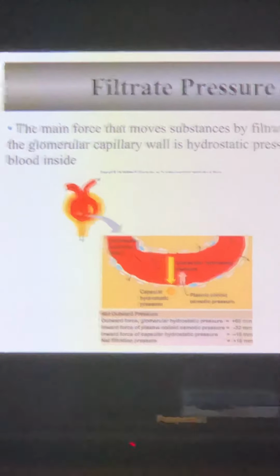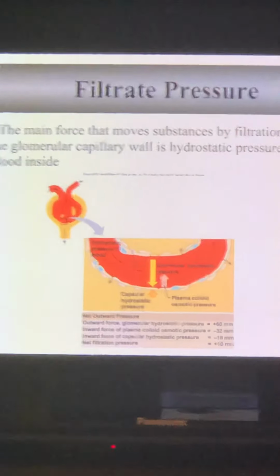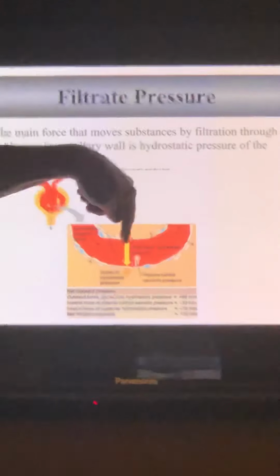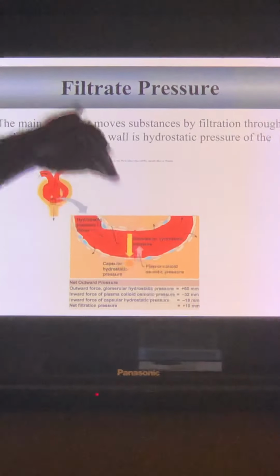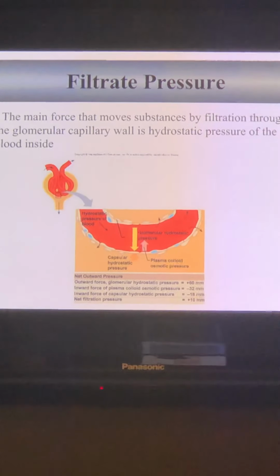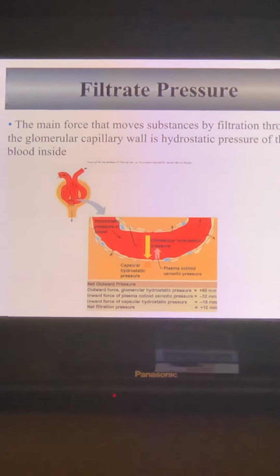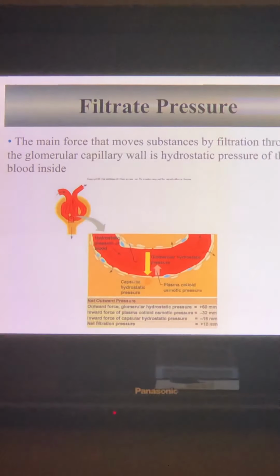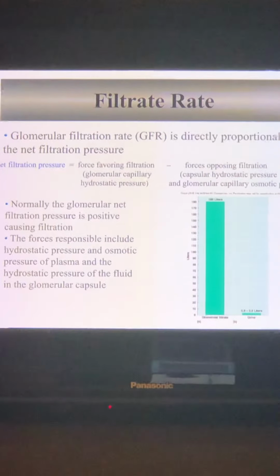Disregard that chart. Now, the reason it does this, and you don't have to know these numbers, is that there's more pressure pushing out of the capillary than there is resisting it. And we've talked about that in other scenarios like respiration, etc. So you have a net pressure pushing out, is all that's saying.